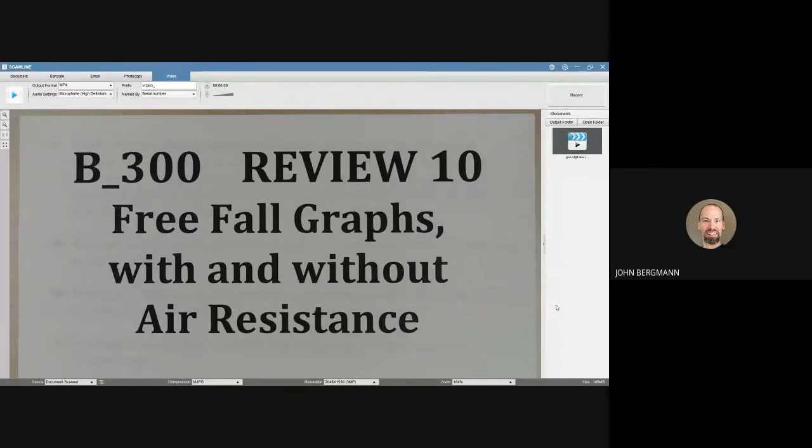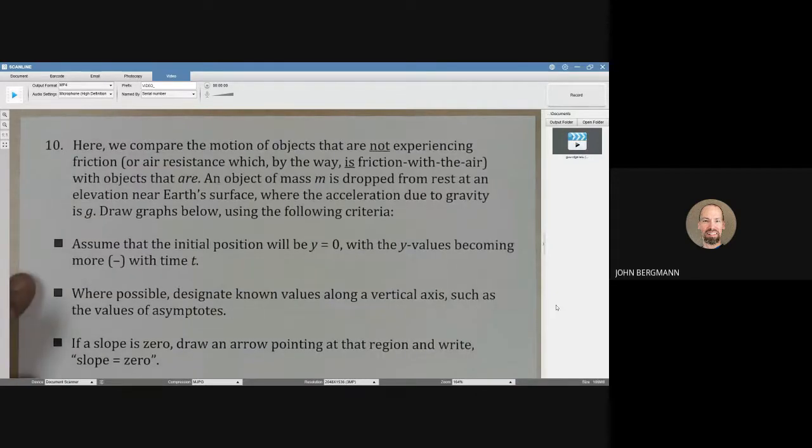Review video number 10, freefall graphs with and without air resistance. Here we compare the motion of objects that are not experiencing friction or air resistance, which, by the way, is friction with the air, with objects that are.